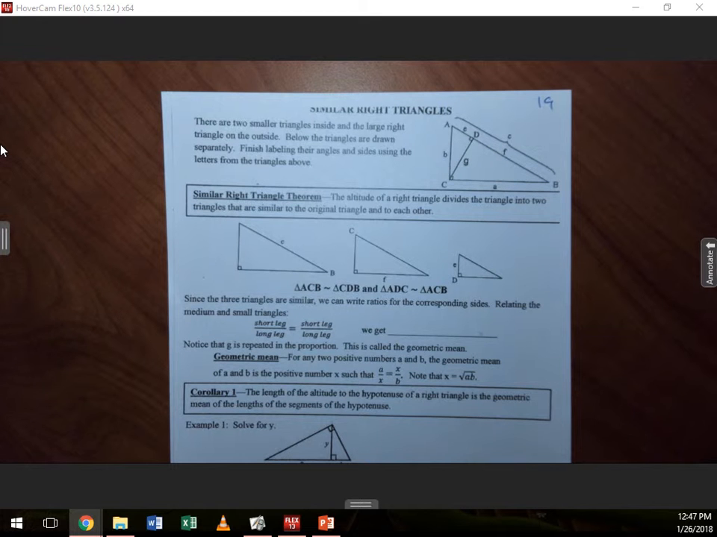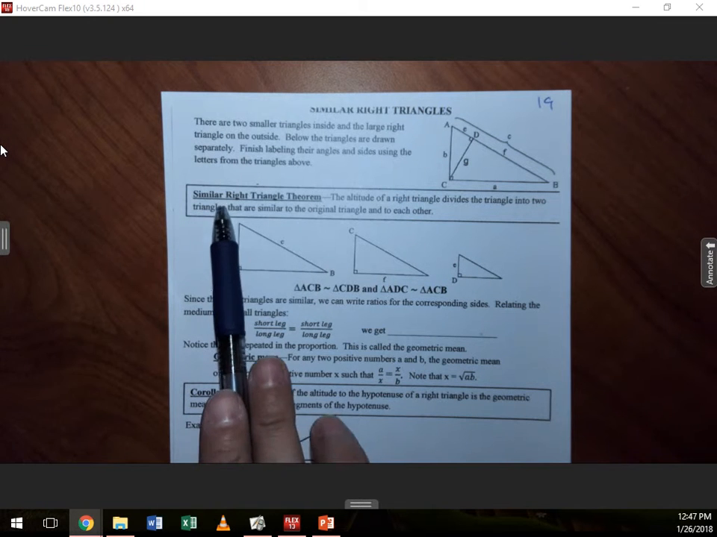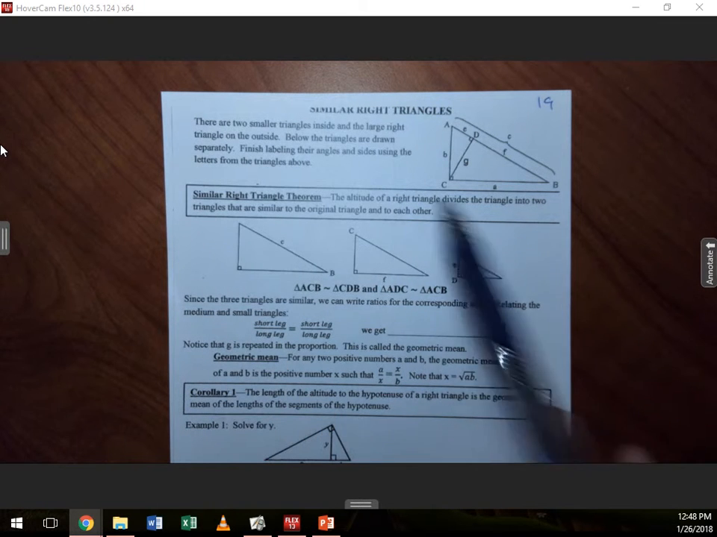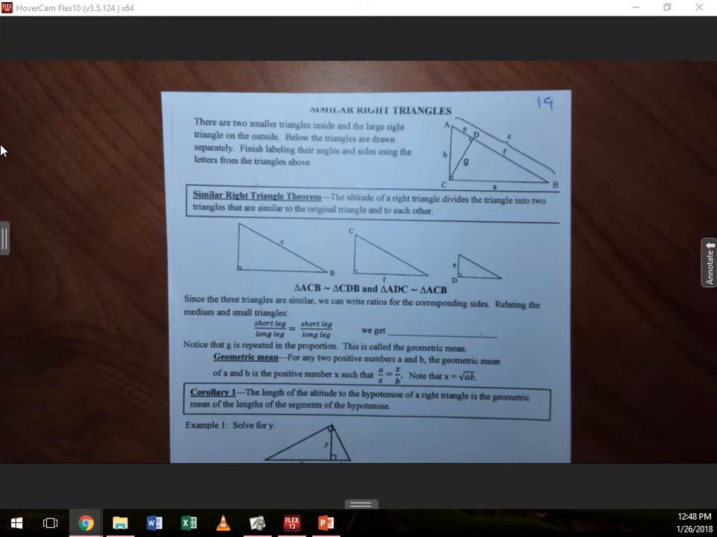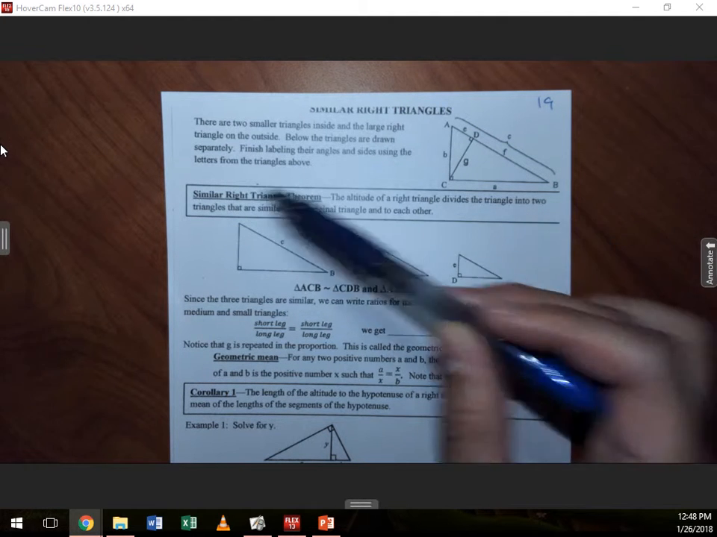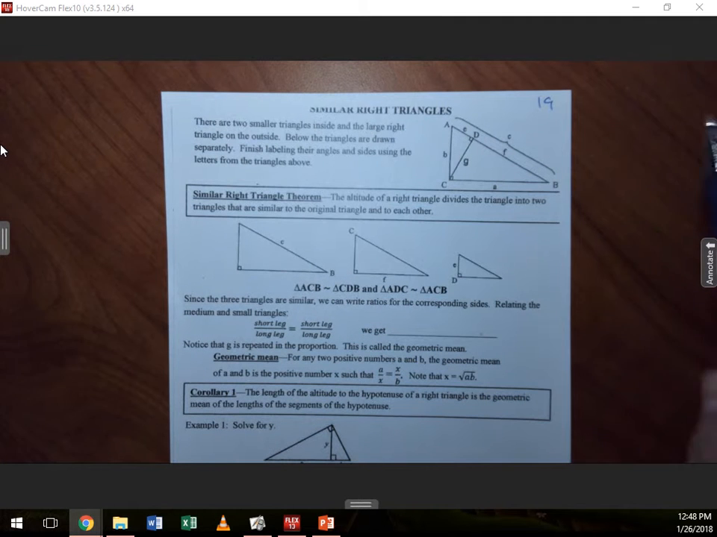All right, today, for these notes, they are similar right triangles. Yesterday's was something else. Today, it's this. What we're going to do today is go through and separate a triangle. Given this information right here, we have the similar right triangle theorem. An altitude of a right triangle divides the triangle into two triangles that are similar to the original.